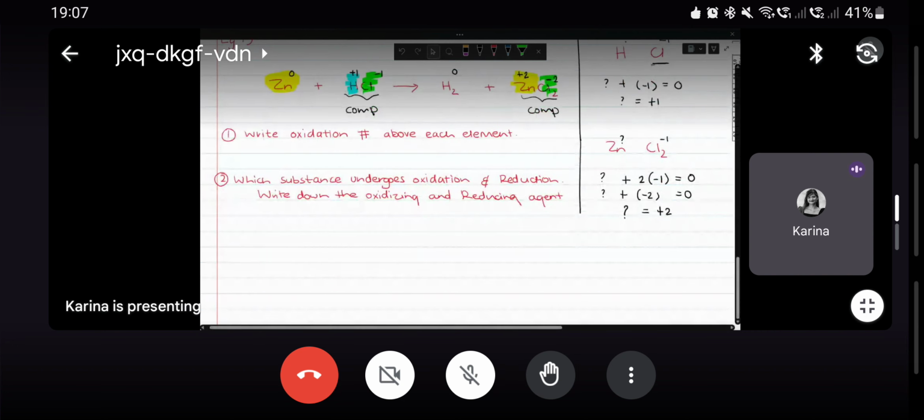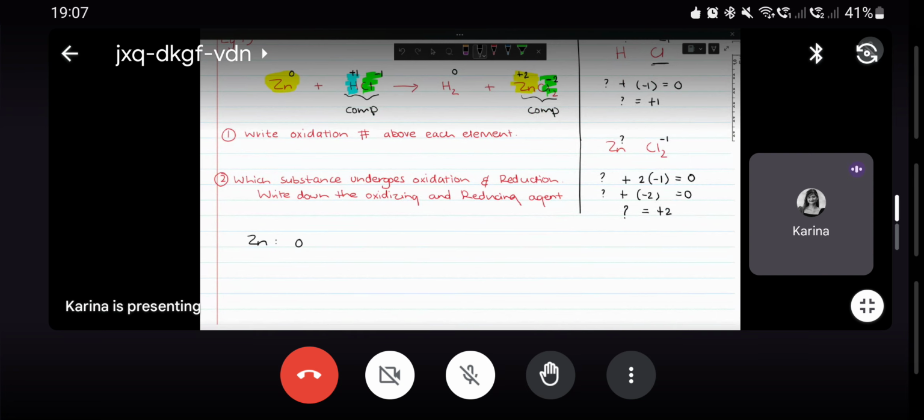So what we're going to notice here is, let's write down zinc first. Zinc, we can see the numbers changing from 0 to positive 2. So that oxidation number is increasing. And if the oxidation number is increasing, it means it's losing electrons. There's a loss of electrons. Therefore, zinc must be undergoing oxidation. Okay, and this must also mean that zinc is our reducing agent.